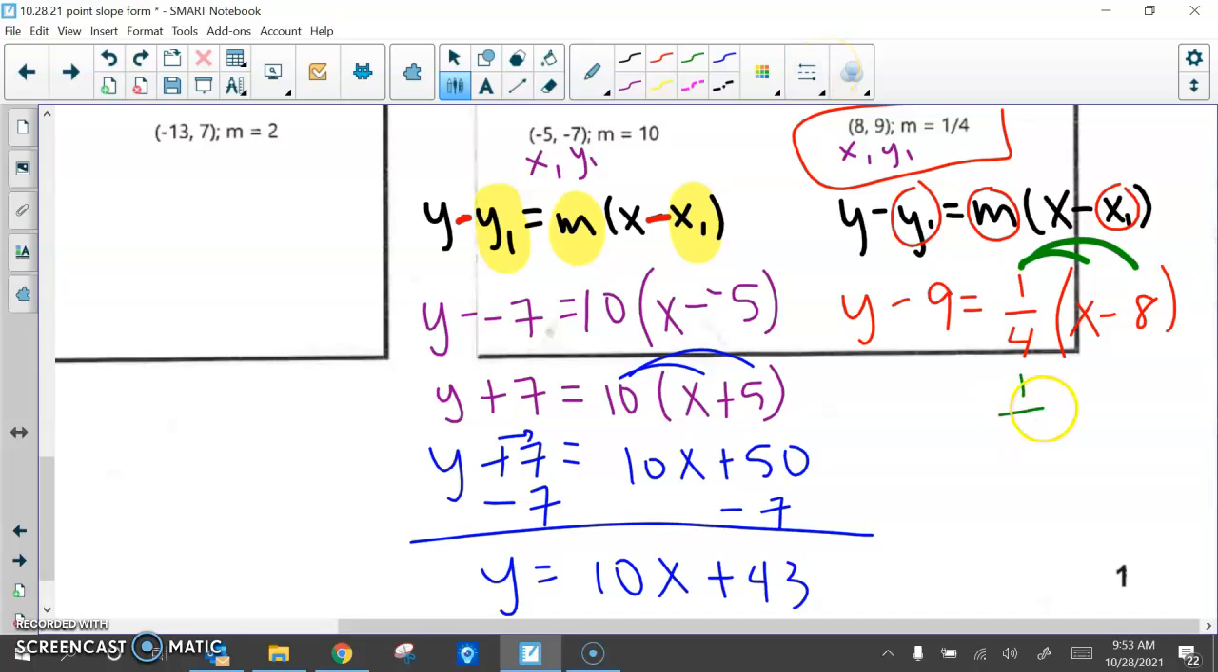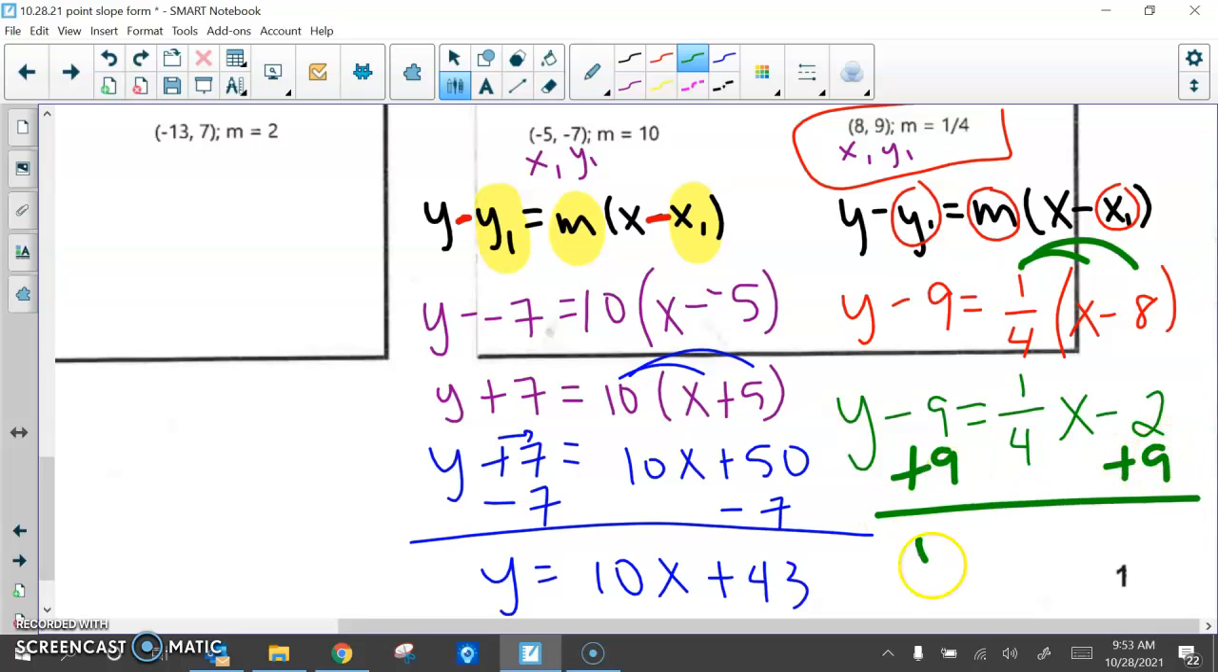So that's going to be 1/4 x, and 1/4 times negative 8 should give you negative 2. If you're not sure, use your calculator. So then your last step is to add this 9 so you get y by itself. So your final answer is y equals 1/4 x plus 7.